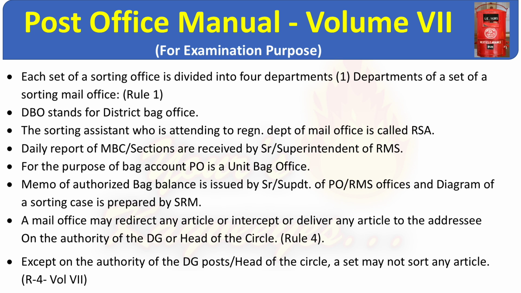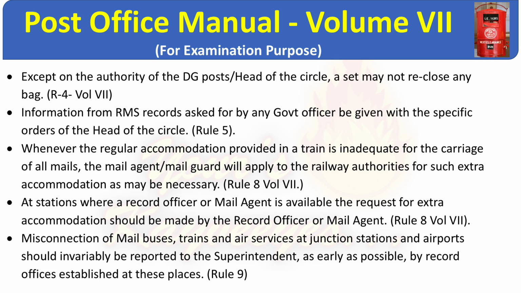A mail office may redirect any article or intercept or deliver any article to the addressee on the authority of the Director General or head of the circle. Rule number 4. Except on the authority of the DG Post or head of the circle, a set may not sort out any article. Rule number 4. Except on the authority of the DG Post or head of the circle, a set may not reclose any bag.